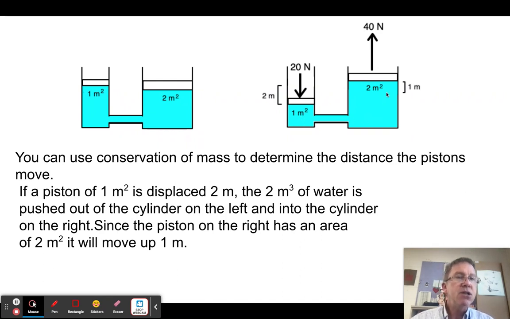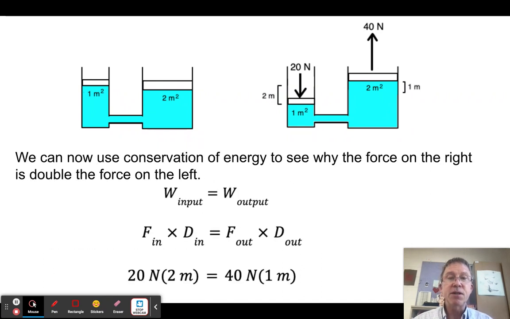So if I add 2 cubic meters over here, well, 2 meters squared times 1 meter, that tells me this is going to go up half as much as this one went down. When this area is half as big, it's going to go down twice as much. This one has twice the area, goes up half as much. Now, this has interesting implications in terms of conservation of energy because remember, work equals force times distance.